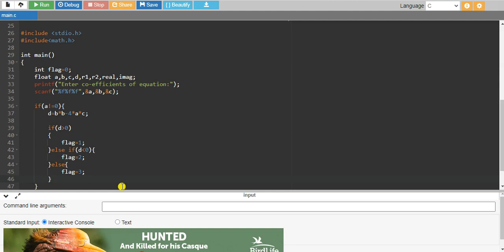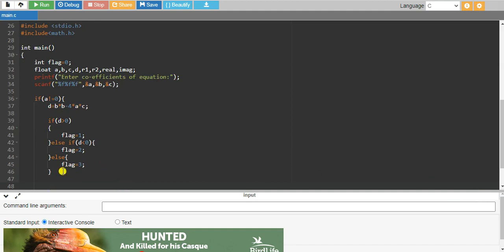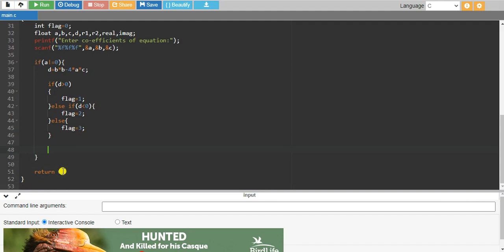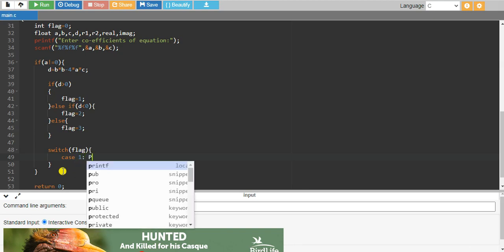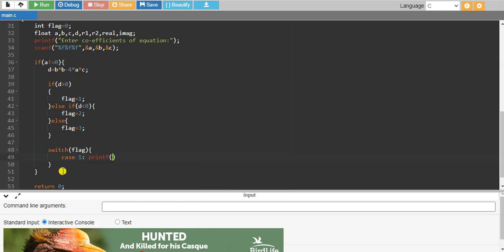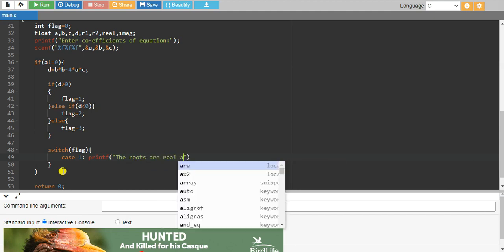After this I'll write the switch case to check whether the d value has a flag of 1, 2, or 3. So switch flag, then case 1. Then I'm using a printf statement, saying the roots are real and distinct.